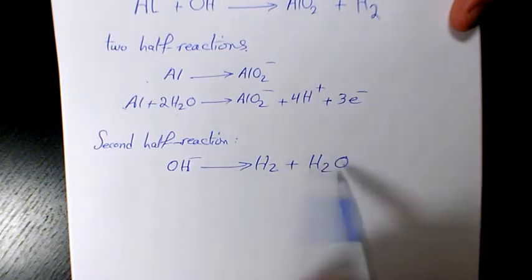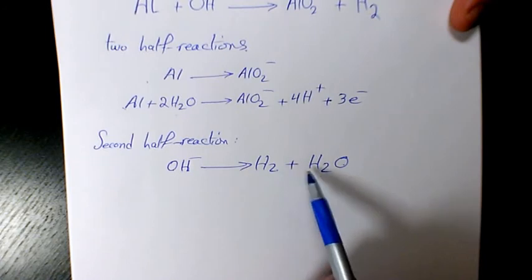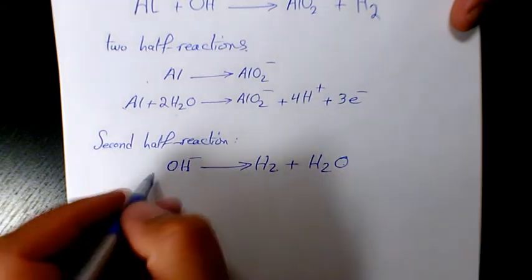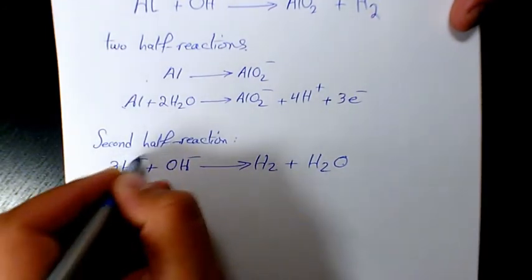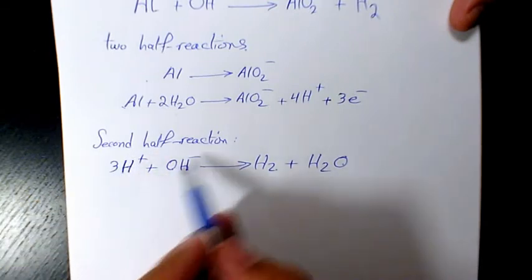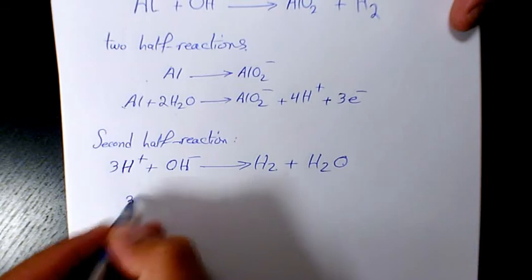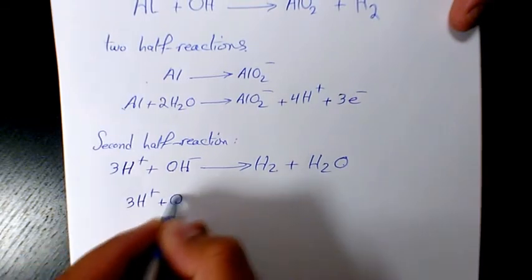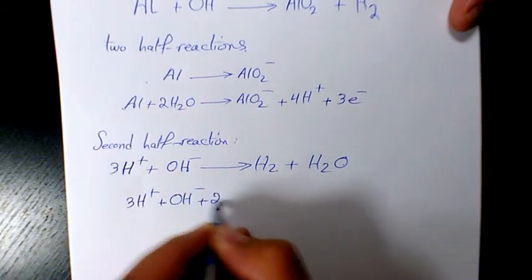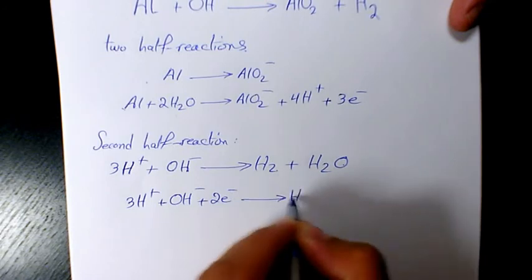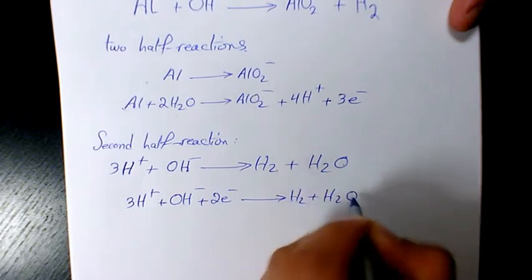And now oxygens are balanced. We have 4 hydrogen on the product side and 1 hydrogen on the reactant side. So we need to add 3 hydrogen in here. So 3 minus 1 is going to be positive 2. So it means that we need to add 2 electrons there. So 3 protons, OH minus, 2 electrons, gives H2 plus H2O.